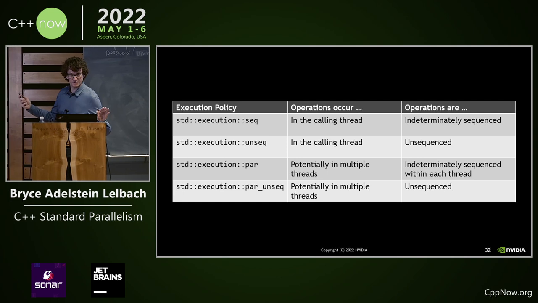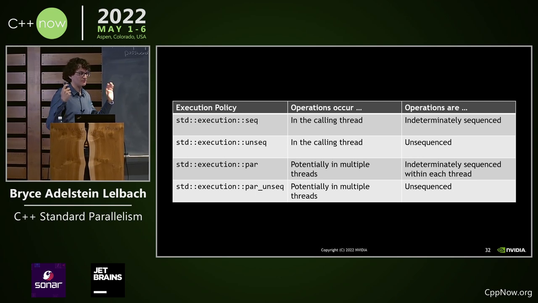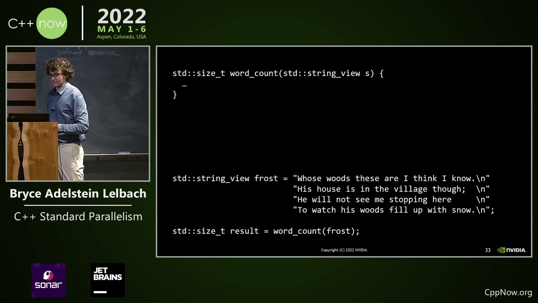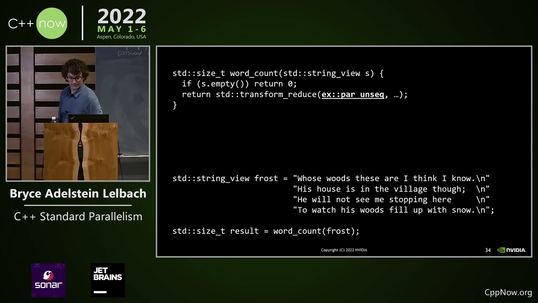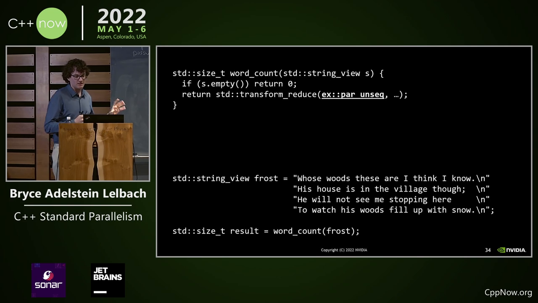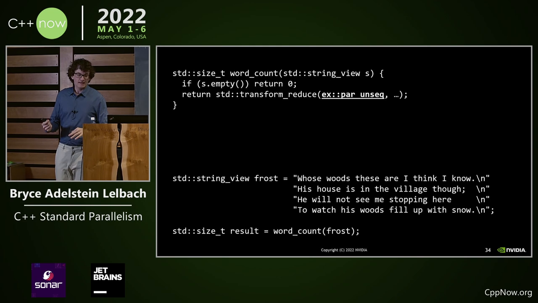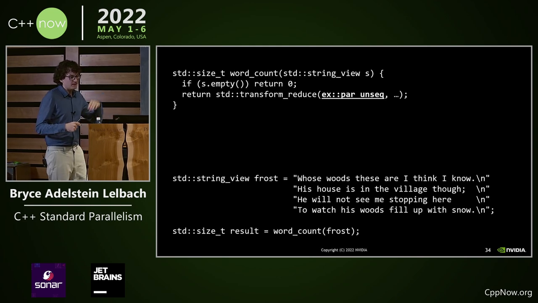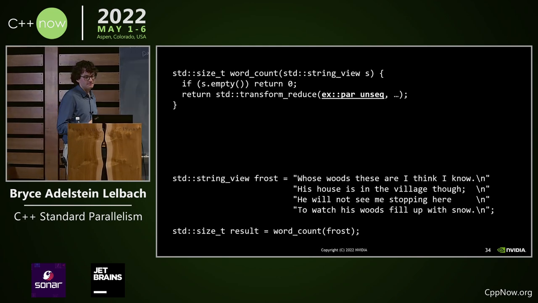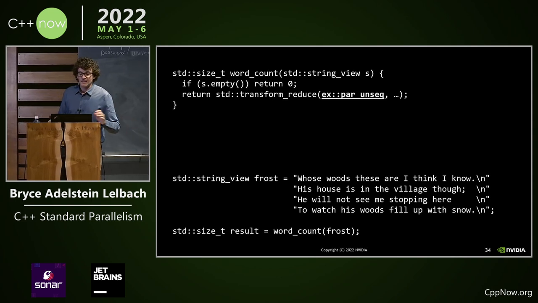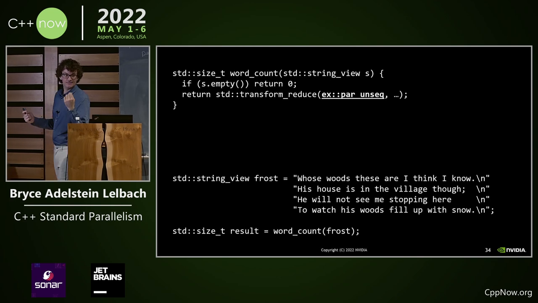Okay, any other questions on this? If not, I'm going to move on to one of my favorite examples, which is this parallel word count. All right, so we can write this with a single parallel transform_reduce. So transform_reduce takes both a transformation operation and a reduction operation. It applies the transformation to the inputs, and then it uses the reduction to sum the results of those transformations. If you're familiar with MapReduce, this is C++'s form of it.